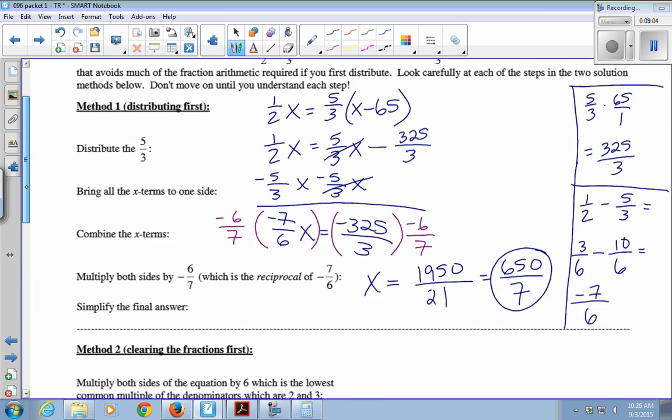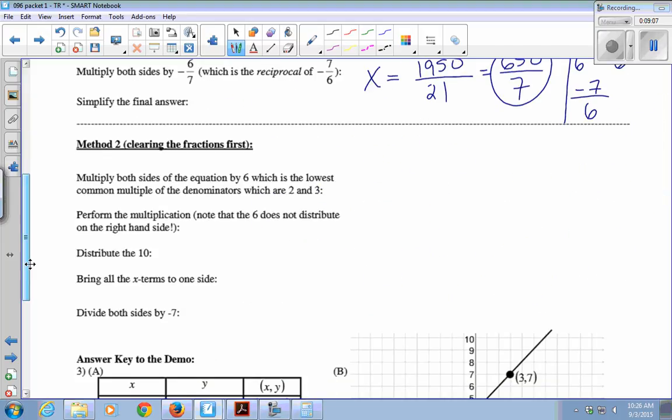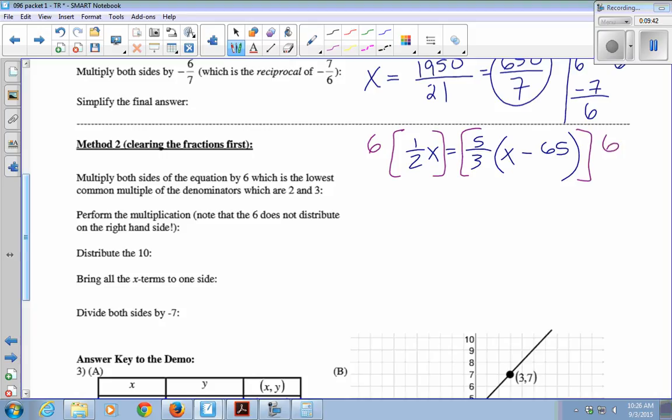So we clear the fractions first. We start with 1/2 x equals 5/3 times (x minus 65). We look at all the denominators. We've got a denominator of 2 and a denominator of 3. What's the common denominator with those two? 6. So I'm going to multiply both sides of the equation by 6. That's the lowest common multiple of the 2 and the 3. So just put a big bracket around the whole left side and the right side, and I multiply by 6.